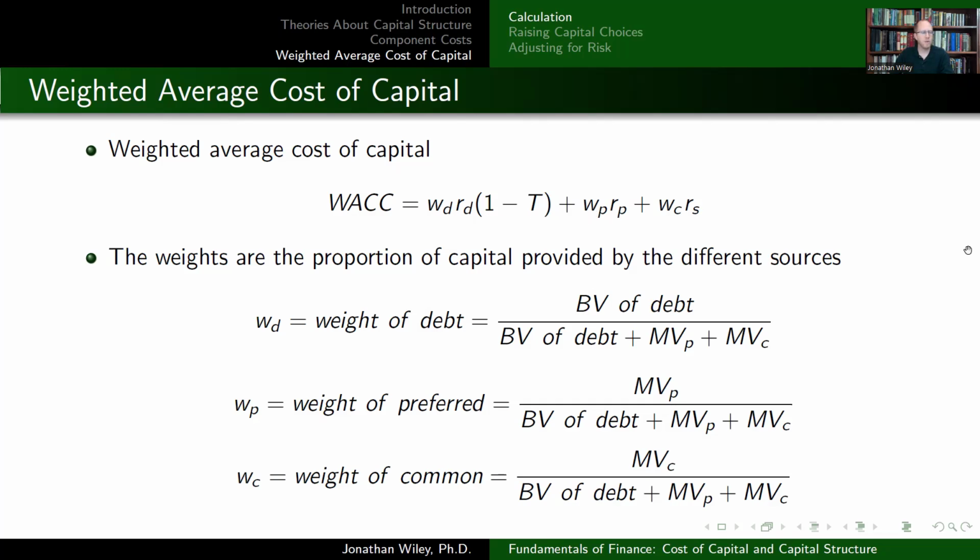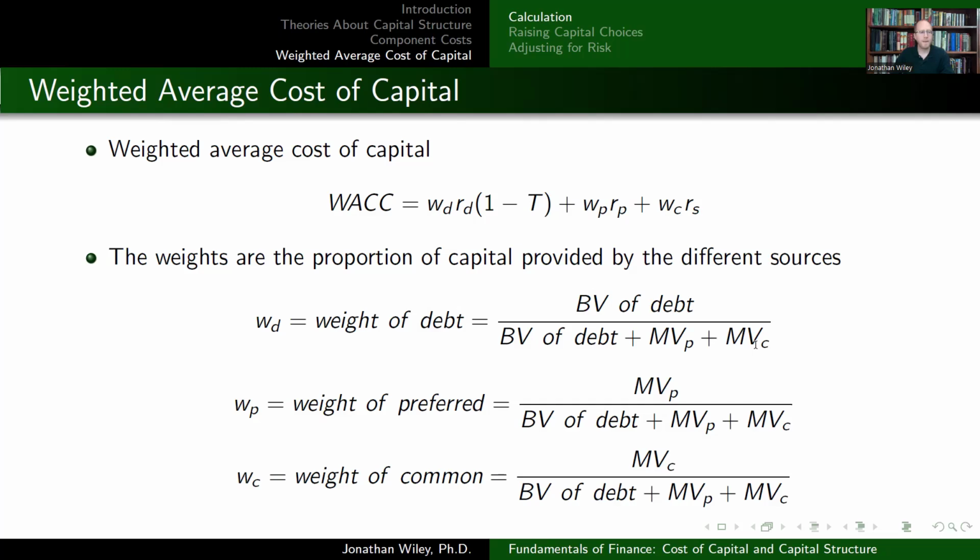All right. So the WD is the weight of debt, or the proportion of the firm's capital coming from debt. So basically what we're going to do is calculate that using the book value of the debt divided by the total amount of capital. So for the total amount of capital, we're going to take the book value of the debt plus the market value of the preferred plus the market value of the common. So book value of debt plus market value of preferred plus market value of common gives us the total value of capital.